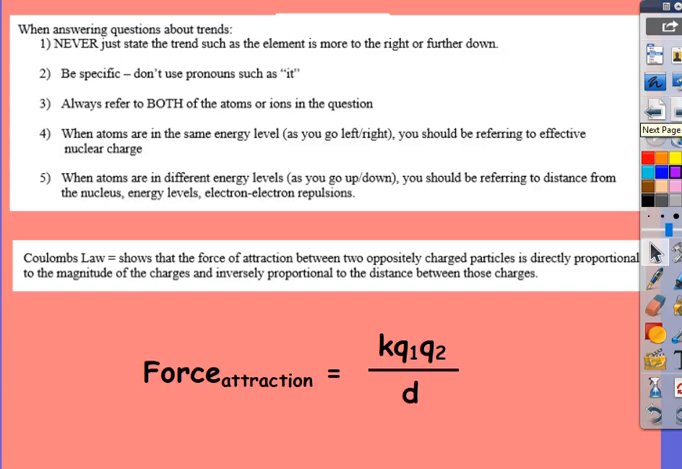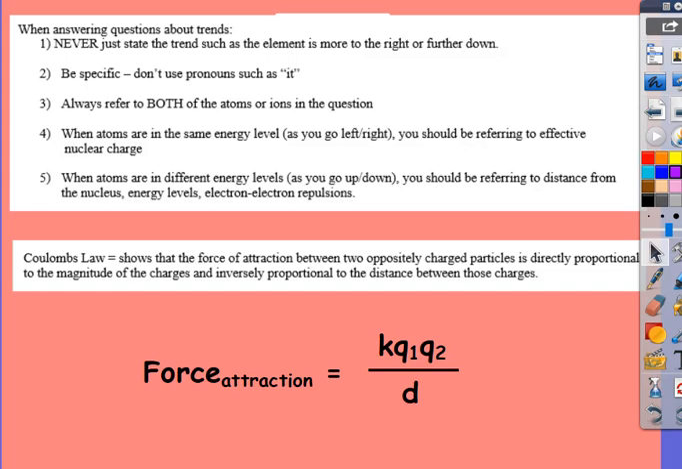When answering essay questions about trends, one, never just state the trend, such as the element is more to the right or further down. That's not going to get you any points. Two, be specific. Don't use pronouns such as it or the element. Be very specific about which one. Also refer to both of the atoms or ions in the question. Don't just say that hydrogen is smaller and leave it at that. Smaller than what? Why is it smaller?